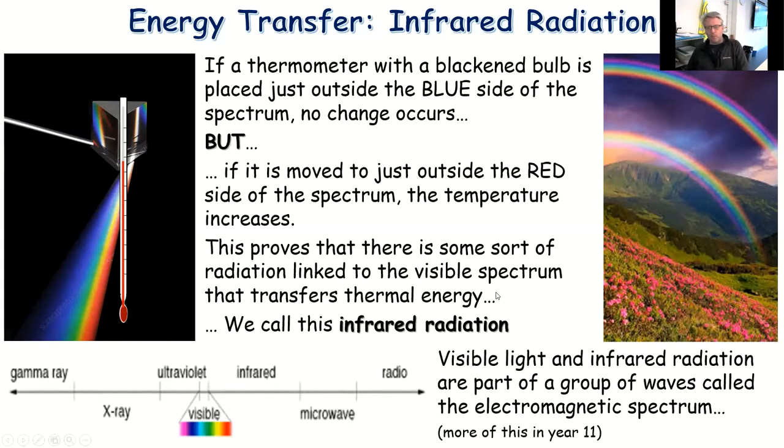So the key thing is this: what is infrared radiation? Well, infrared radiation, like visible light, is a wave that is part of a larger group of waves called the electromagnetic spectrum. And we'll learn a lot more about the electromagnetic spectrum in GCSE. And also, if you choose to take A-level, we go into that quite a lot. But you can see the electromagnetic spectrum there. There's seven main waves: gamma rays, X-rays, ultraviolet, visible light and infrared that we've just spoken about, and microwaves and radio waves. So there's the electromagnetic spectrum.